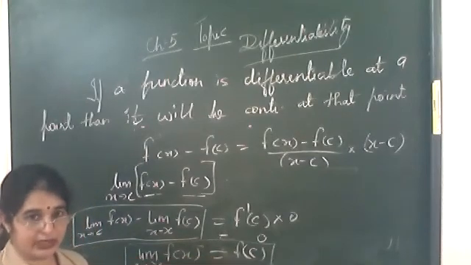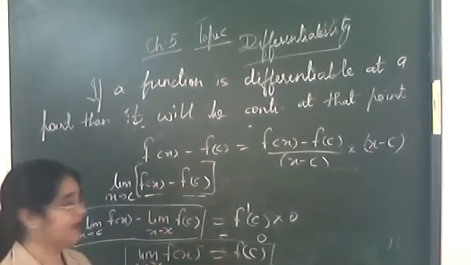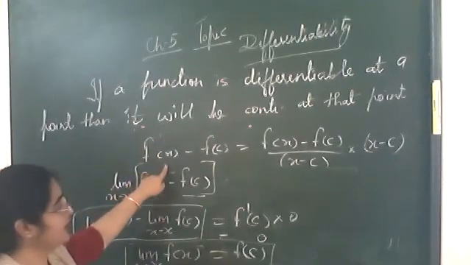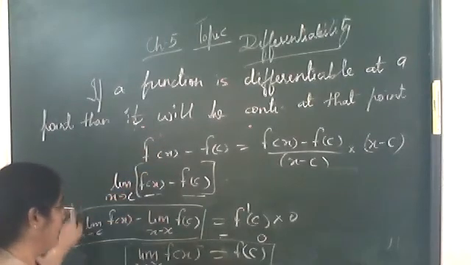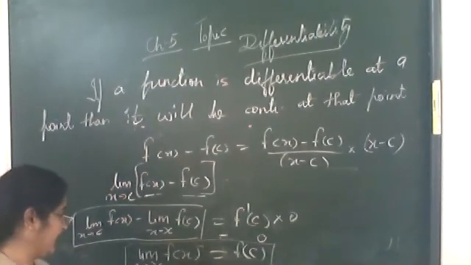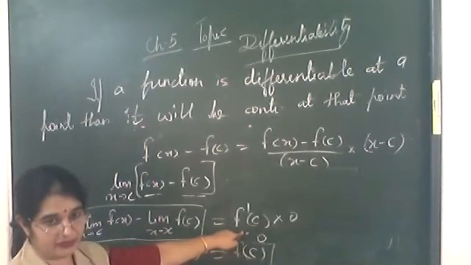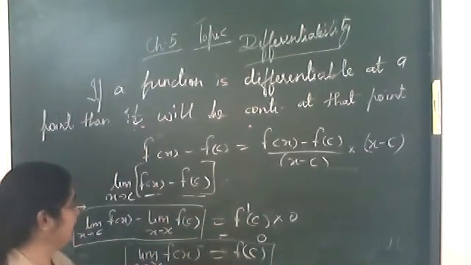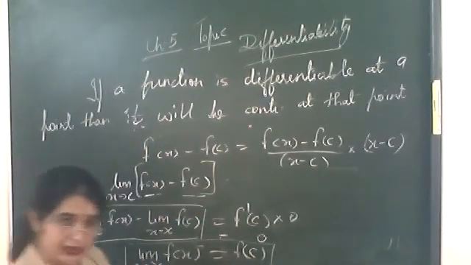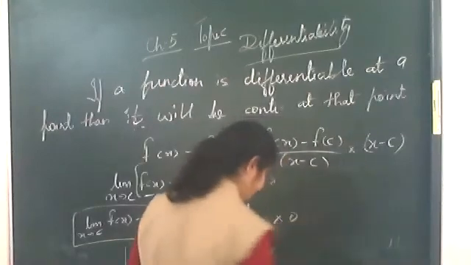What is it? Continuity. So if a function is differentiable, we have taken that f(x) is differentiable at a point c. So if f(x) is differentiable, we can say that. That's why I have written f dash c. So if it is differentiable, that means it is continuous also. Clear?